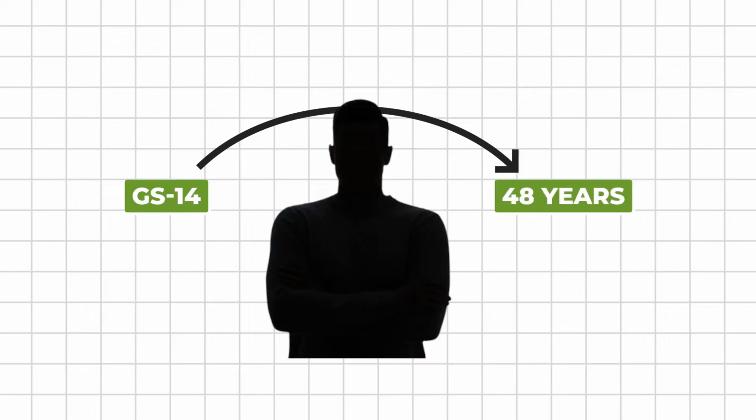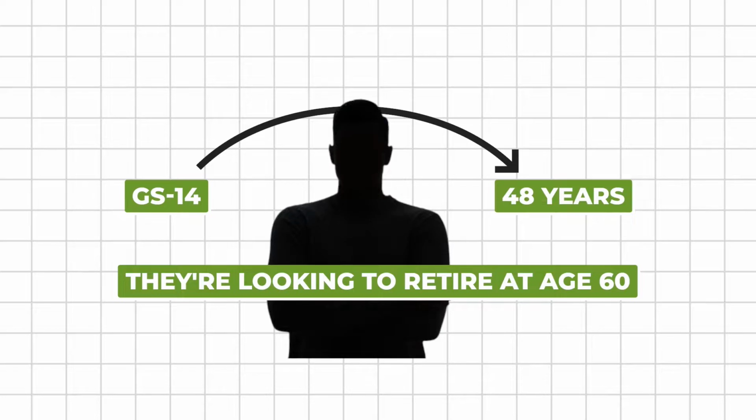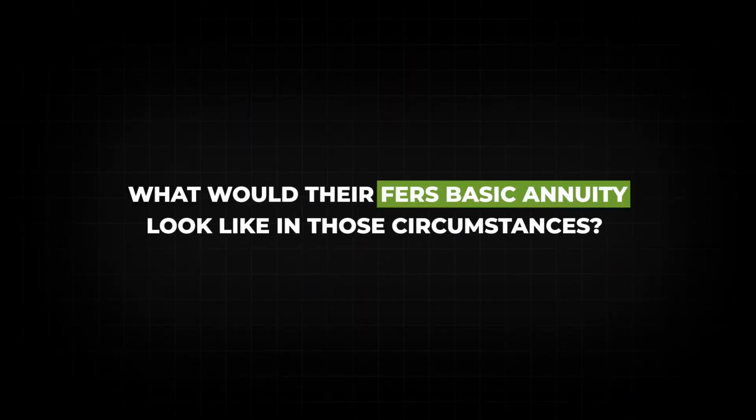I think it's kind of fun to run through these calculations, so bear with me a little bit. The example we're going to use: someone's a GS14, 48 years old, and they're looking to retire maybe at age 60. And at age 60, they'd have 28 years of service. So what would their FERS basic annuity look like in those circumstances?